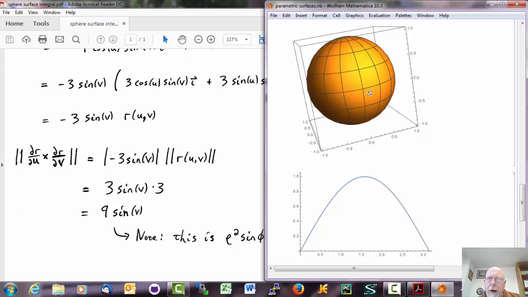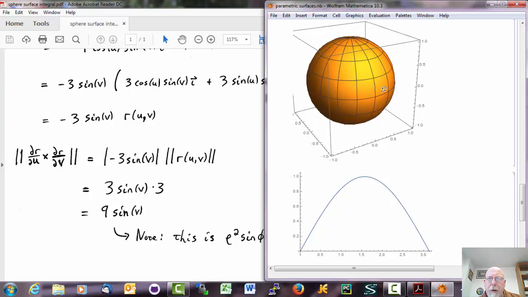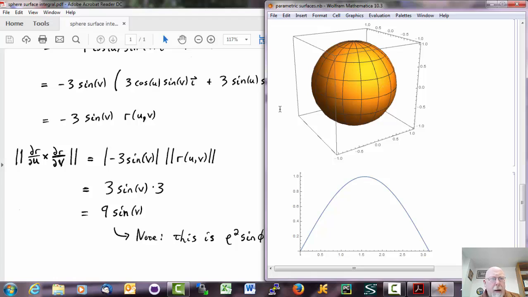Okay, so here is a sphere, radius 3. U is theta, so U has us going this way. V has us going this way. So dr du going this way is a tangent vector, tangent at, say, this point right here. And dr dv, as v increases, you go down, so dr dv is pointing that way.